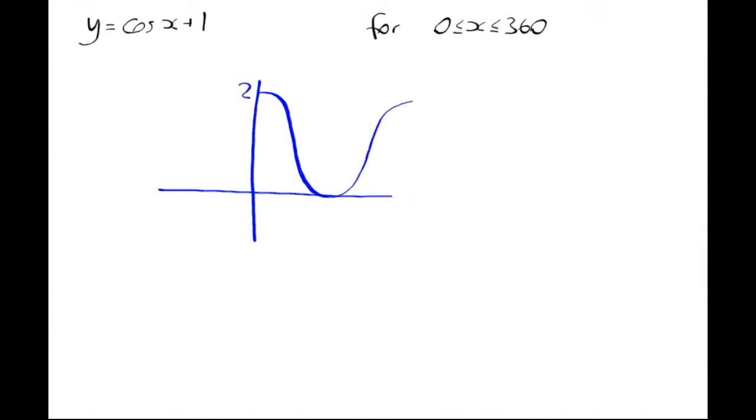So that's going to have a maximum of 2, minimum of 0. 1's going to be in that middle point. I know my minimum point is 180. My maximums are at 0 and 360. So that's about as much as I can draw on that graph.